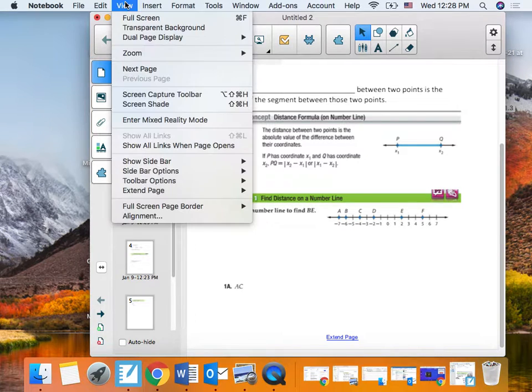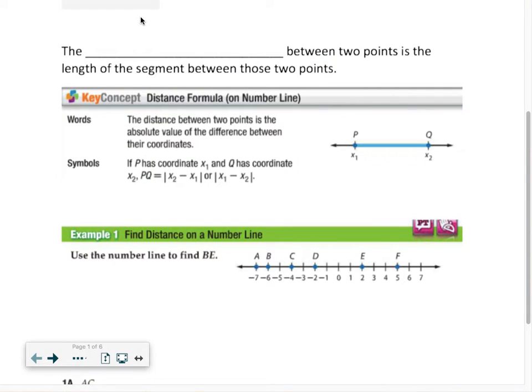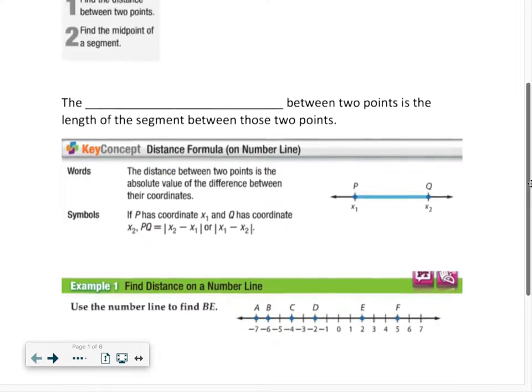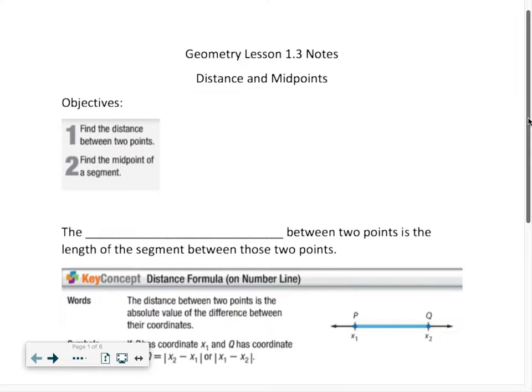Everyone, today we're going to talk about distance formula and midpoints. And so this is lesson 1.3. Our objectives: find the distance between 2 points. We'll do this on a number line and the coordinate plane. And then we're also going to find the midpoint of a segment. So these will be two separate formulas we'll use.